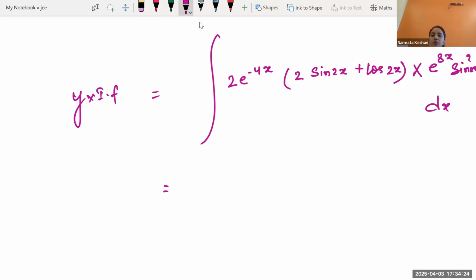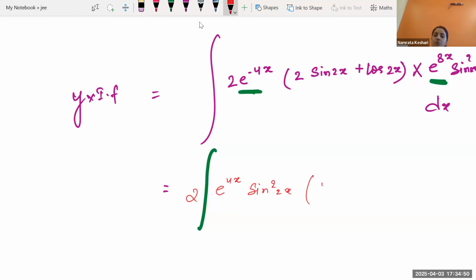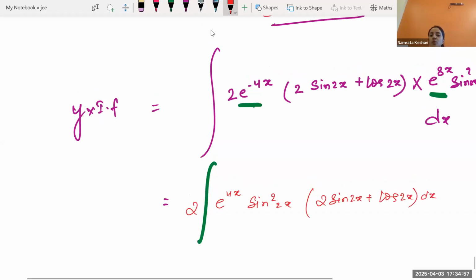Let's check the integration. We can clearly see here e to the power minus 4x, here e to the power 8x. Let's take it first. 8x minus 4x is e to the power 4x. 2 I am keeping out. And we are having sine square 2x, and in the bracket we are having 2 sine 2x cos 2x, dx. Let's check what can be done.